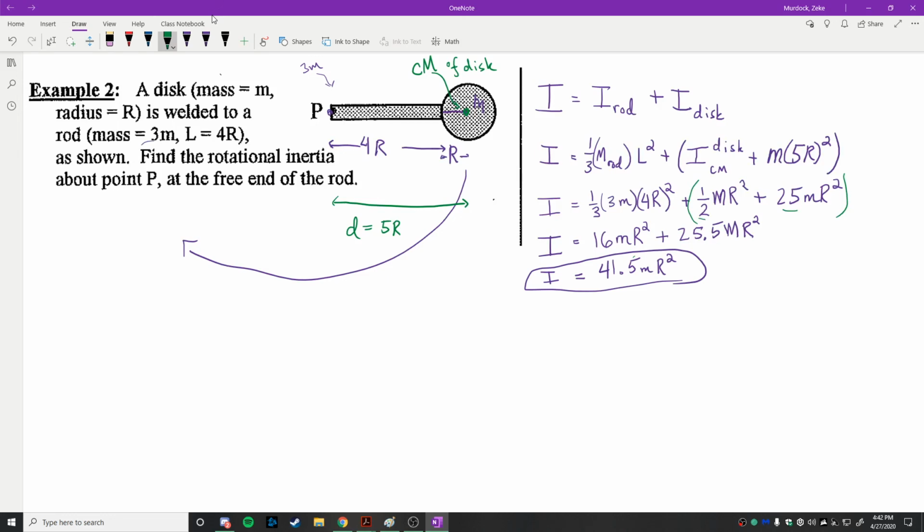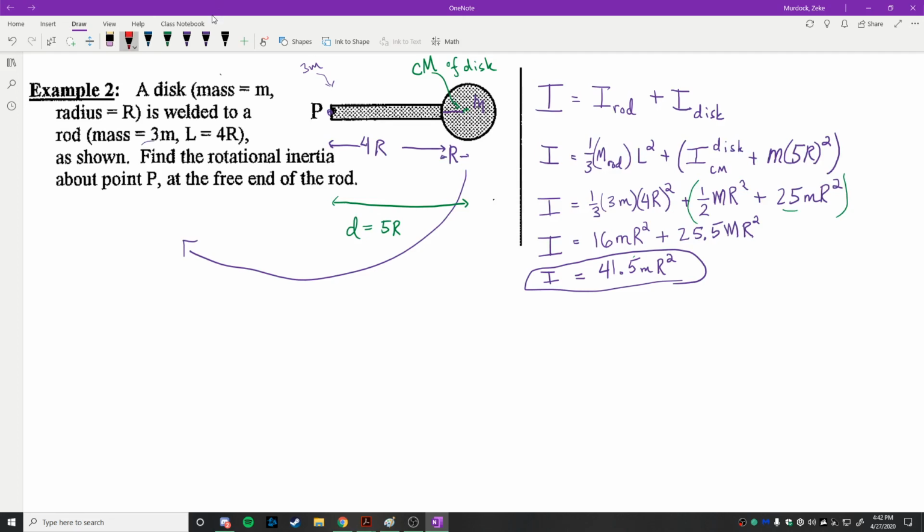It's just that 1/2 compared to 25. 25 is way bigger than a half, right? So there you go. You're definitely going to have a lot of problems where you're going to make the assumption that objects like this can be just treated like points. Why do I say points?